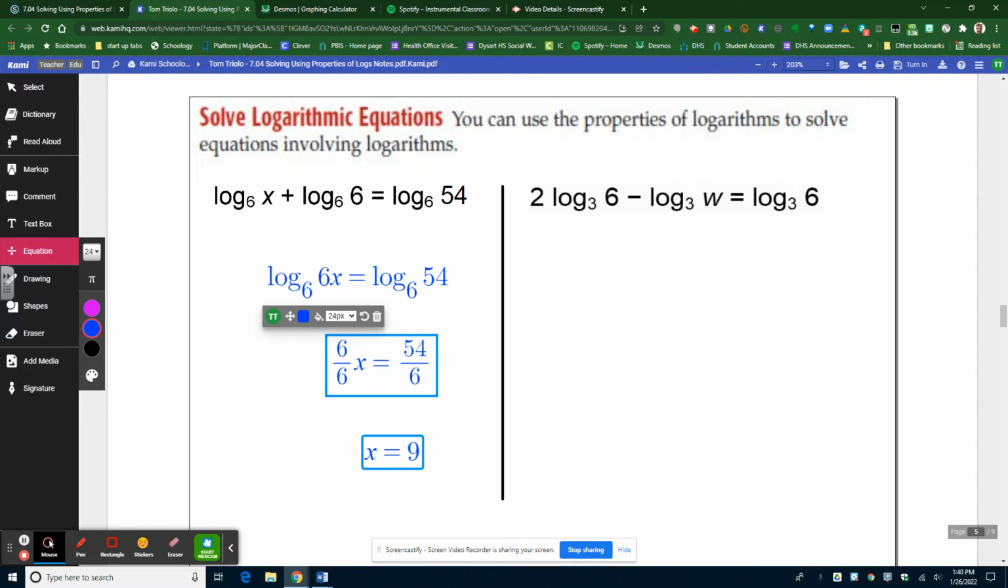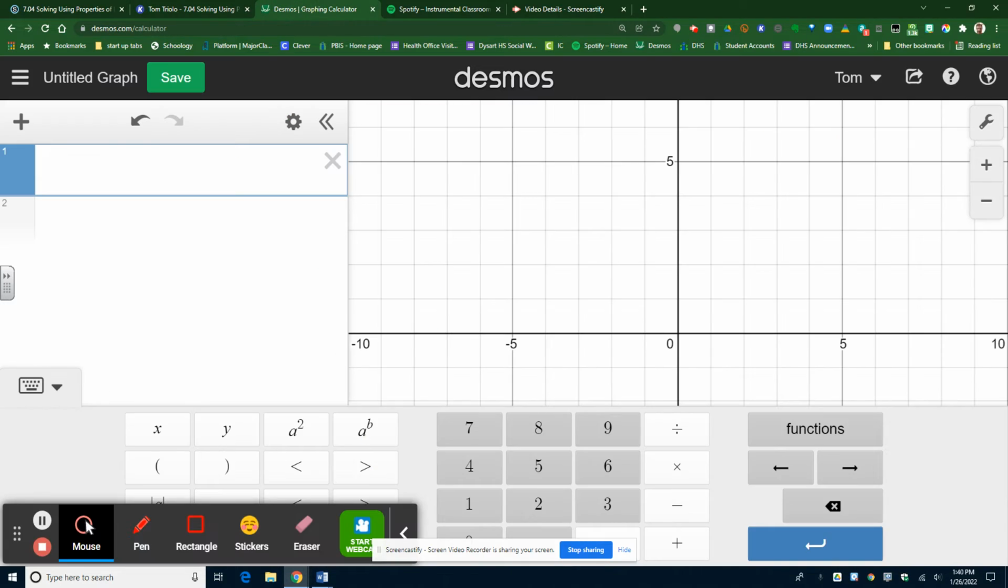So, go to Desmos. Type in log base 6 of 54. Let's see if this makes sense. 6 to the first power is 6. 6 to the second power is 36. So 6 to what power is 54? Something a little bit bigger than 2, like 2.226. All right.